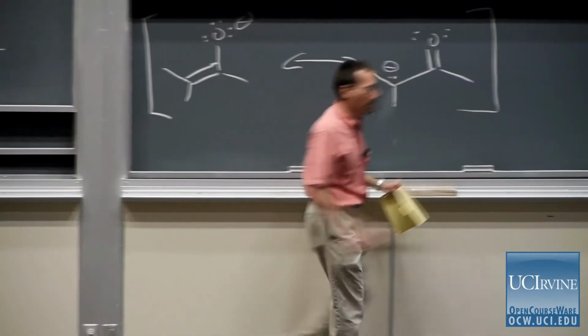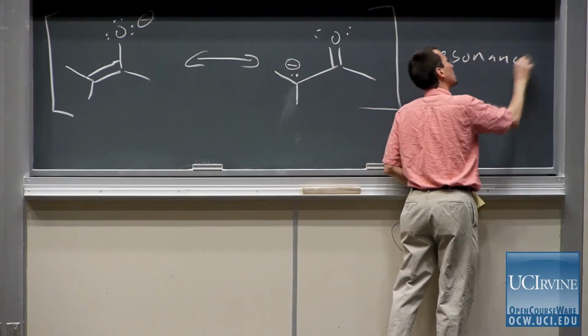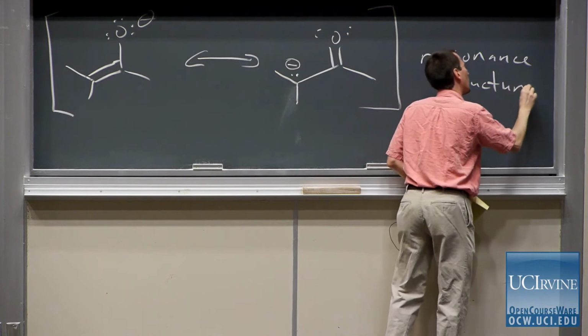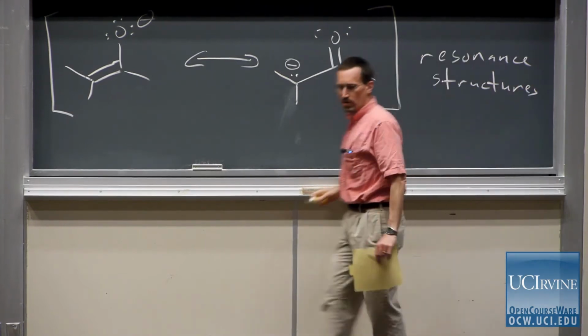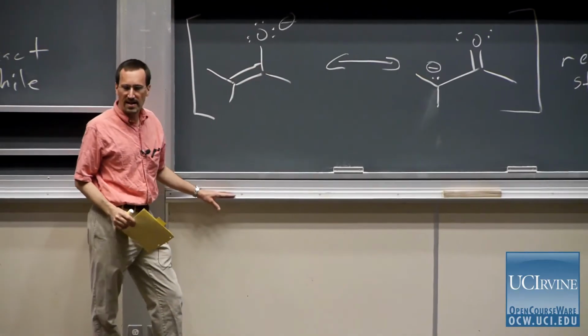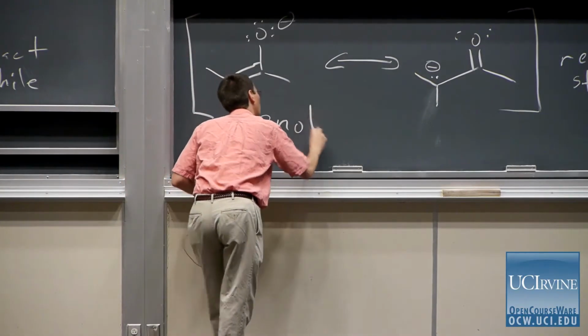And so I will write resonance structures here to remind us of this. And I will also remind us that since this is the anion of an enol, we call it an enolate anion.